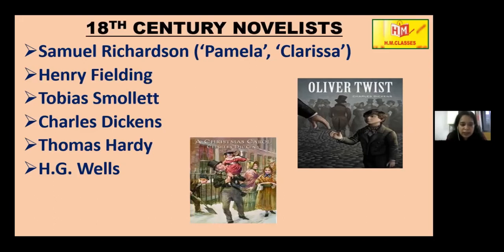Henry Fielding, Tobias Smollett, Charles Dickens. Now, Charles Dickens and Thomas Hardy, these are all classics. But out of all of them, it was Charles Dickens and Thomas Hardy who were really famous. Again, Charles Dickens, students, as you can see on the screen, Oliver Twist. It's the story of a boy who is an orphan. The experiences that he has in an orphanage give a picture of the society, a darker picture of the society.